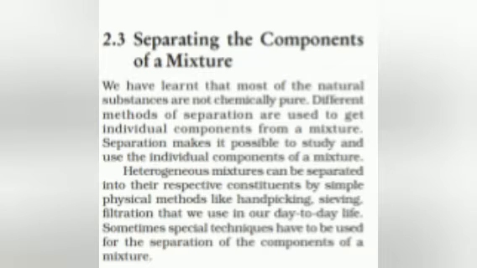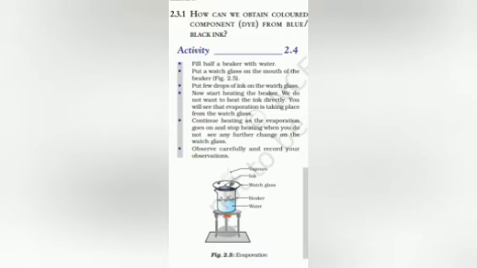जो हेट्रोजीनियस मिक्सचर होता है जैसे कि दाल, उसमें कुछ कंकड़ होते हैं, stones होते हैं, it can be easily separated just by hand picking और sieving. But sometimes we need to use special techniques for the separation of these components of the mixture. Let us move towards the first topic.